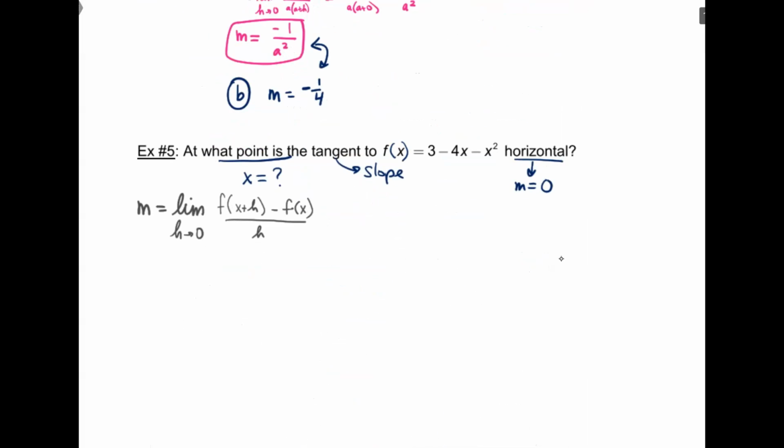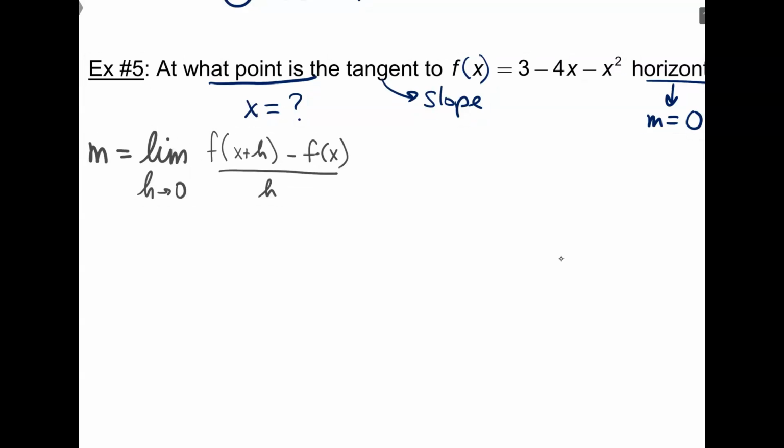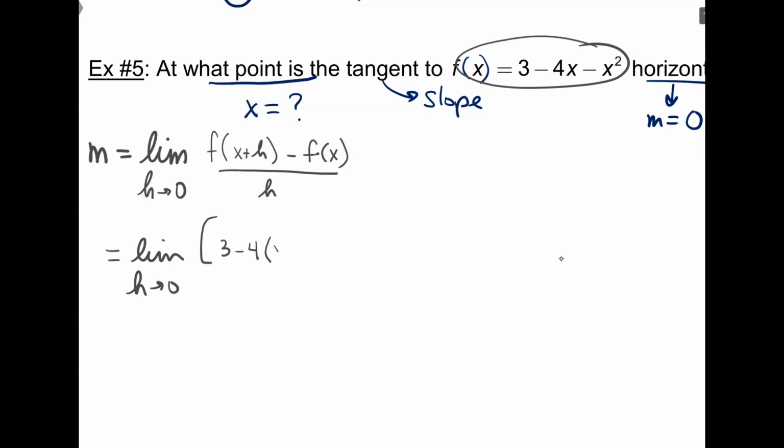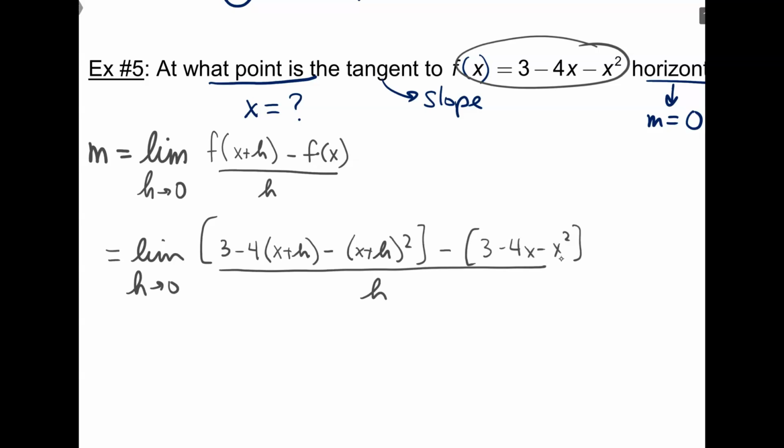Okay. So I have this. Let's go ahead and plug in x plus h into this whole function. So I have limit as h goes to 0 of 3 minus 4 times x plus h minus x plus h squared, minus 3 minus 4x minus x squared. So just plugging in. This first one, I just plugged in x plus h everywhere I saw an x here. And then the second one, I just literally copied the function value down.